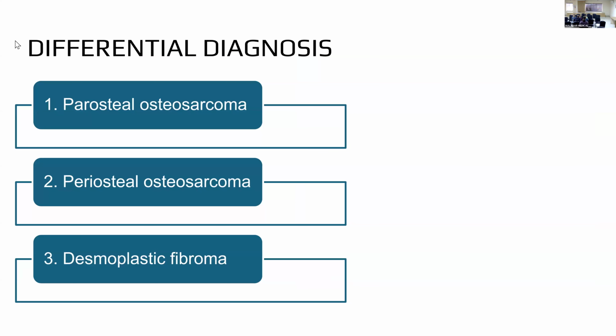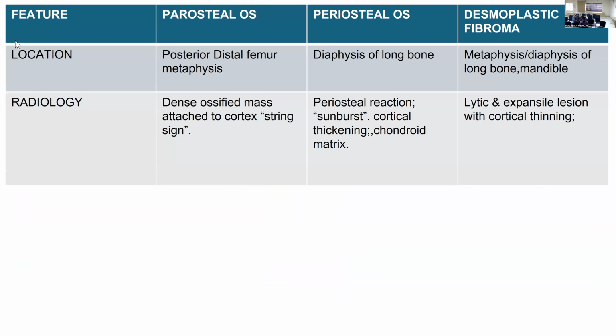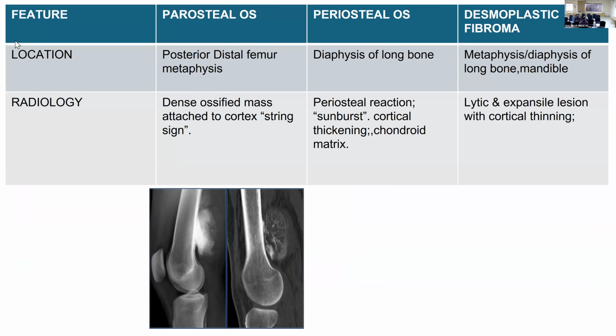Based upon the radiological findings and the bland spindle morphology in the true-cut biopsy, these were the differential diagnoses we considered: parosteal osteosarcoma, periosteal osteosarcoma, and desmoplastic fibroma. Parosteal osteosarcoma is mostly located in the distal femur metaphysis. In radiology, it is a dense ossified mass attached to the cortex, called the string sign.